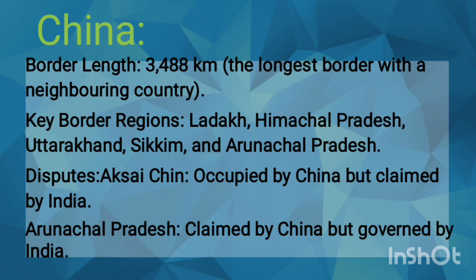Next one is China. India shares a 3,488 km border with China along the Himalayan region. Key border regions are Ladakh, Himachal Pradesh, Uttarakhand, Sikkim and Arunachal Pradesh. Aksai Chin is occupied by China but claimed by India. Then Arunachal Pradesh is claimed by China but governed by India.